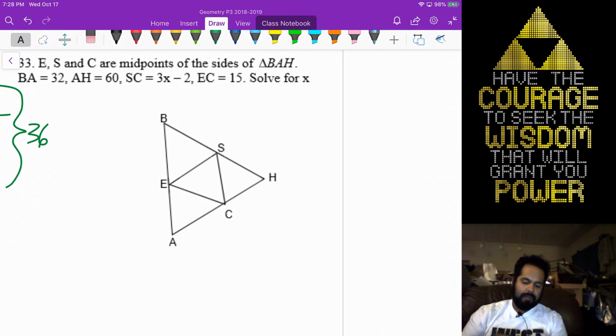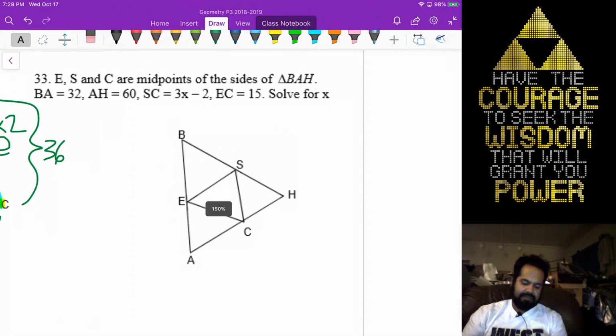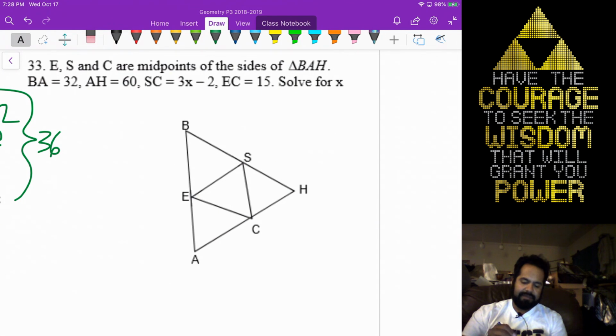33, connecting all midpoints again. But wait, we got a lot of stuff going on, so let's make sure we label it. BA is 32. AH is 60. 3x minus 2 is SC. And then EC is 15.